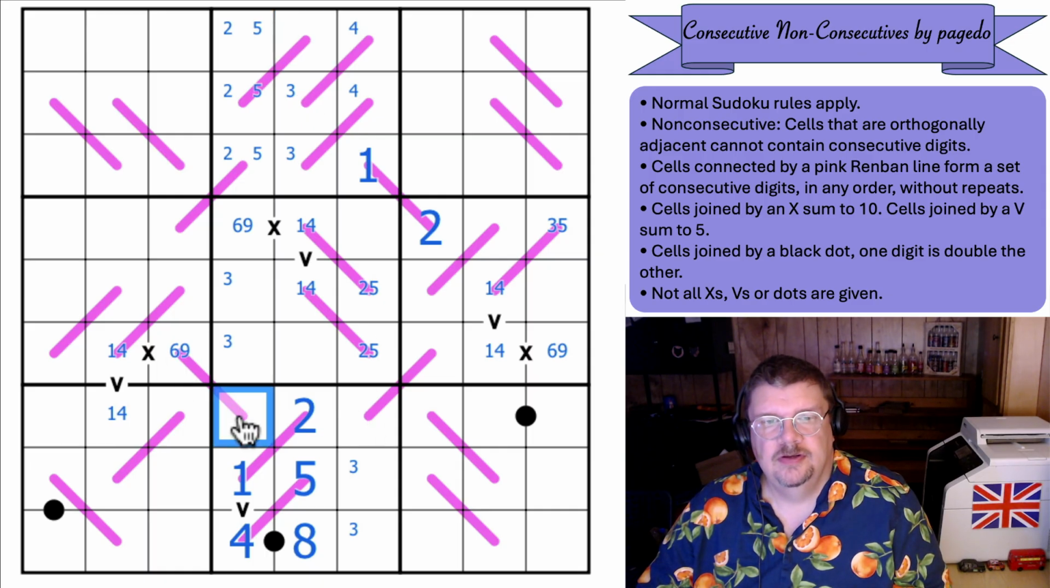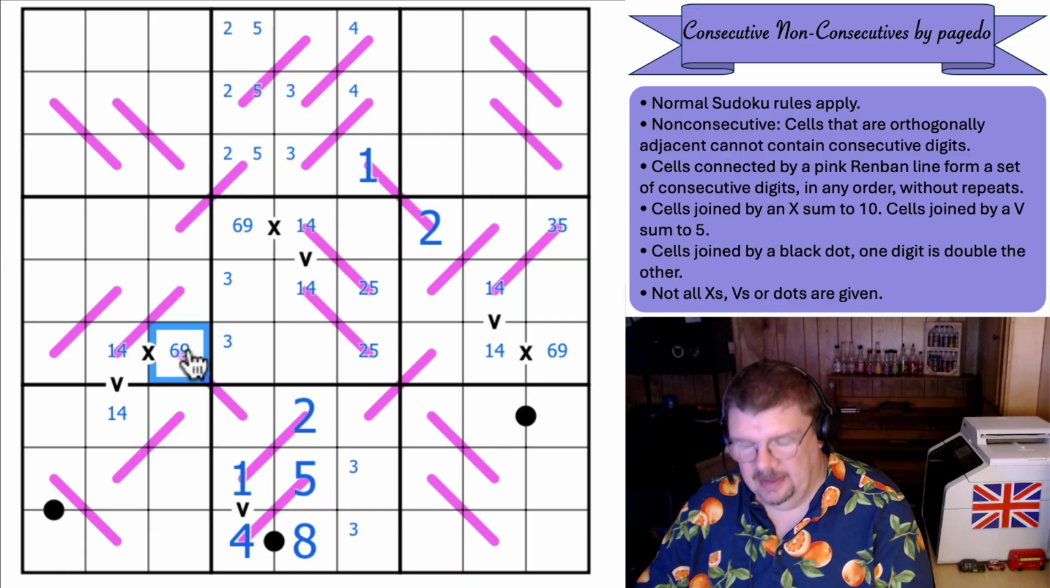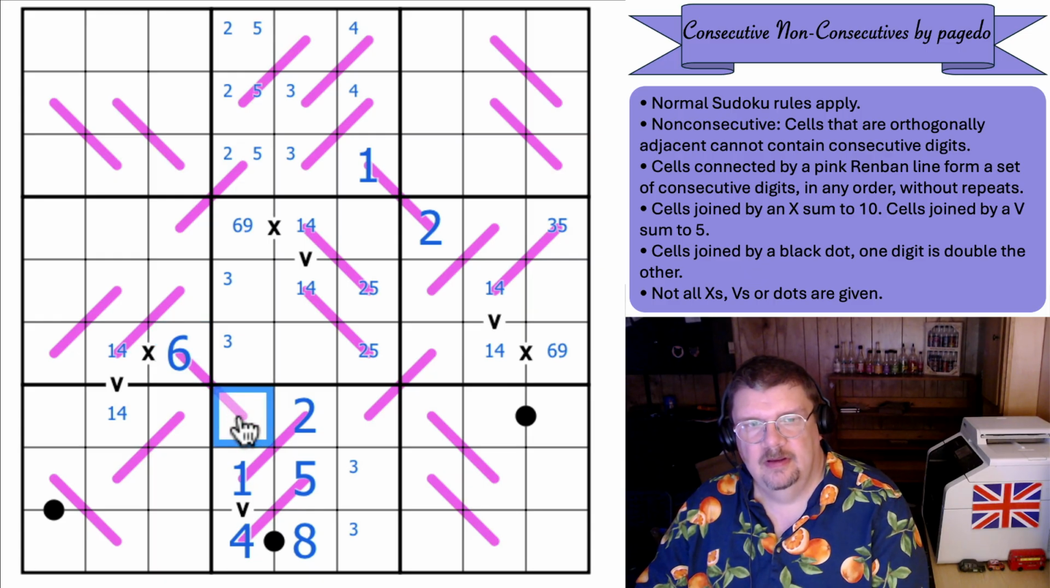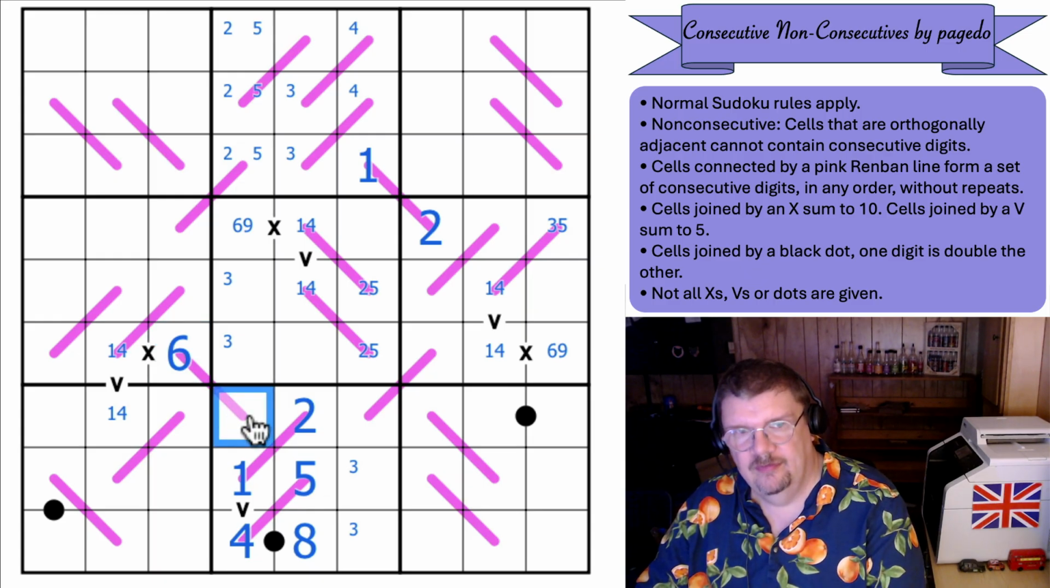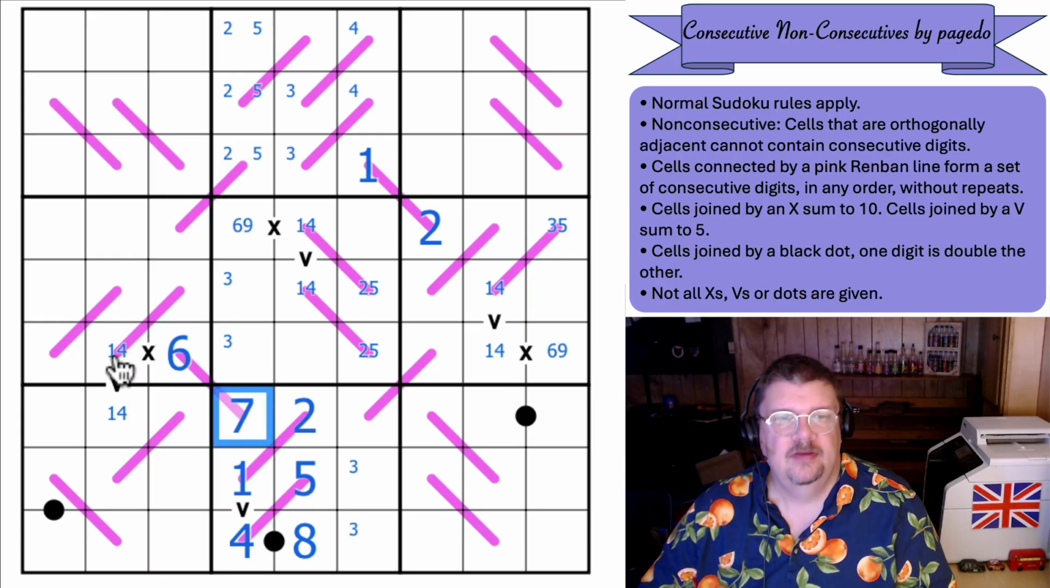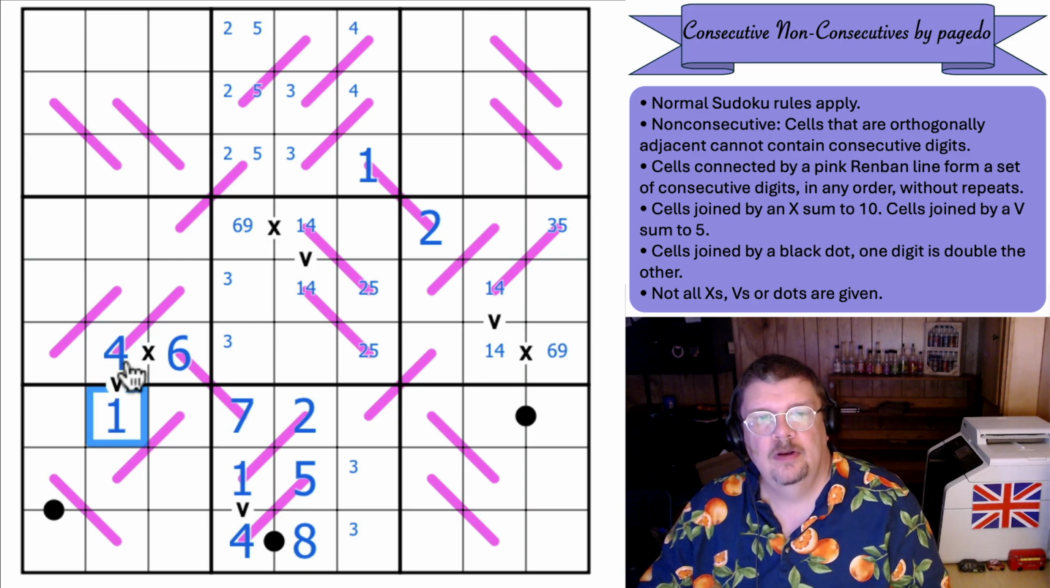Right, this digit here. If this is 6, this must be 7. If this is 9, this would have to be 8, but it can't be an 8 because we have an 8 there. So that is 6. That would be 7 or 5, but we already have a 5 in the box, so that's a 7. This 6 makes this a 4, which makes this a 1.